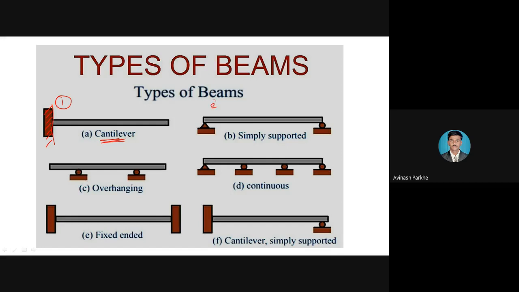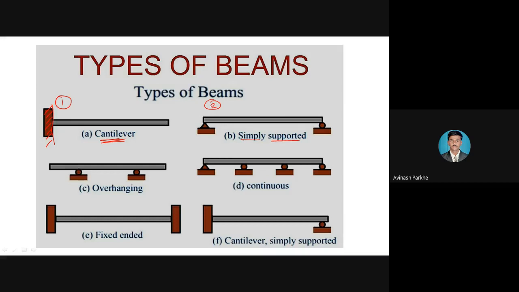Then second, here it is given, the simply supported beam. But what is the definition of a simply supported beam? The beam which just rests on its supports, or which is supported at both ends only. The beam which just rests on two supports, or the beam which is supported at both ends only.